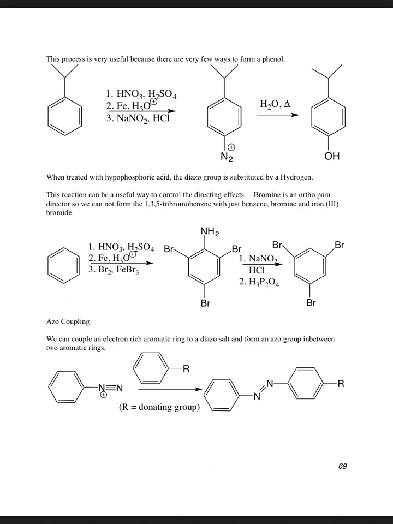The only way we can make phenol is we nitrate the ring, we reduce it, iron and HCl, and then make the diazonium salt. So we nitrate the ring, make the NO2, reduce it to the substituted aniline, and then from there, we can do NaNO2 and HCl to make the diazonium salt. And then to that diazonium salt, we can add water and heat and make this substituted phenol.